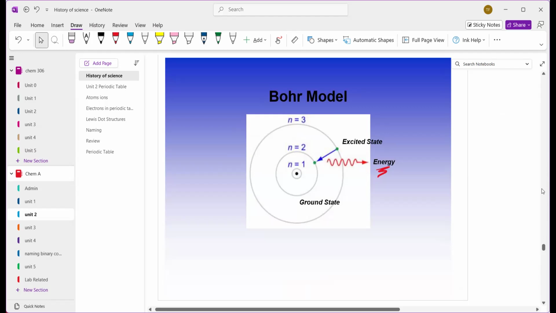Okay, so Bohr, 3 things: orbitals, a fixed number of electrons per orbital, and the electrons can go from one orbital to the next, either requiring energy or giving off energy. Bohr got the Nobel Prize for this. Big deal. He did a whole bunch of other things as well. He's a very famous physicist, but this was a big deal.